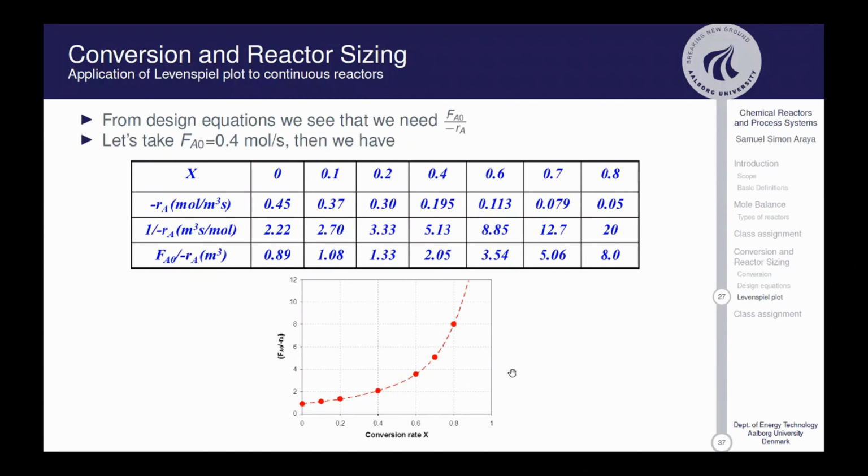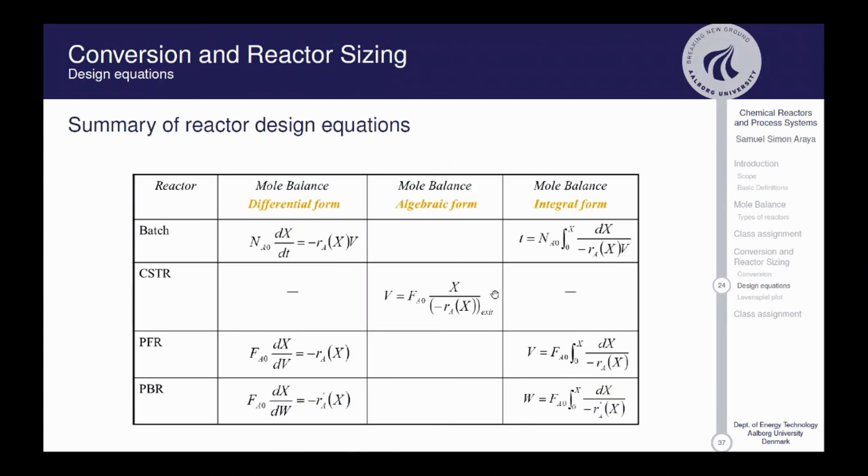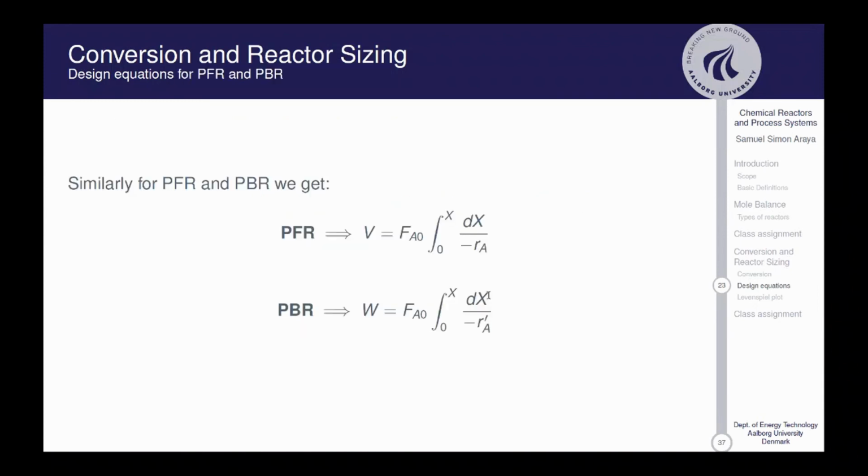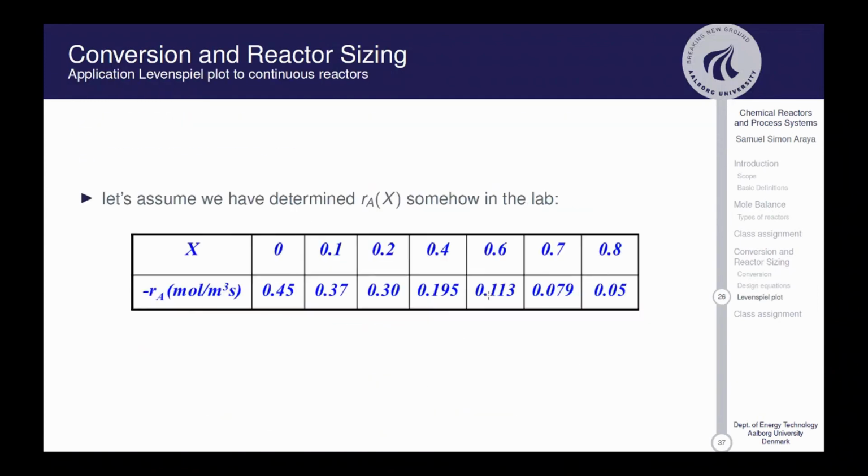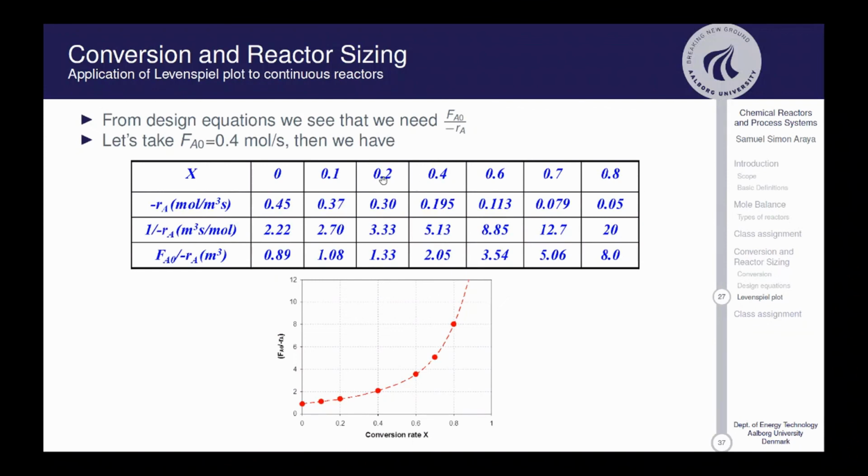What you can see is basically, if we go back to this table here, now if we want a volume of a CSTR, what we will do is we'll just multiply what we have, FA0 divided by minus RA, by X. So basically, for the conversion that we want, for example, if we want a conversion of 0.6, what we will do is we will just multiply 0.6 by 3.5, and that is our volume of the reactor. So we basically have designed a reactor that way.